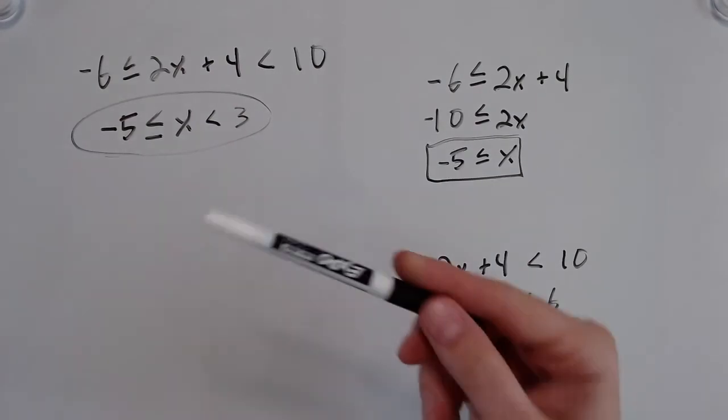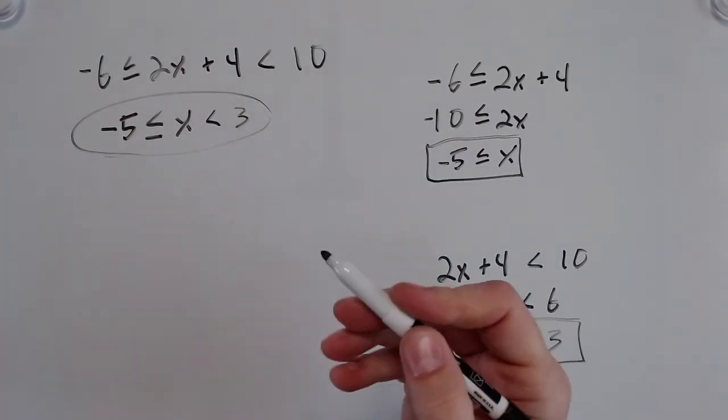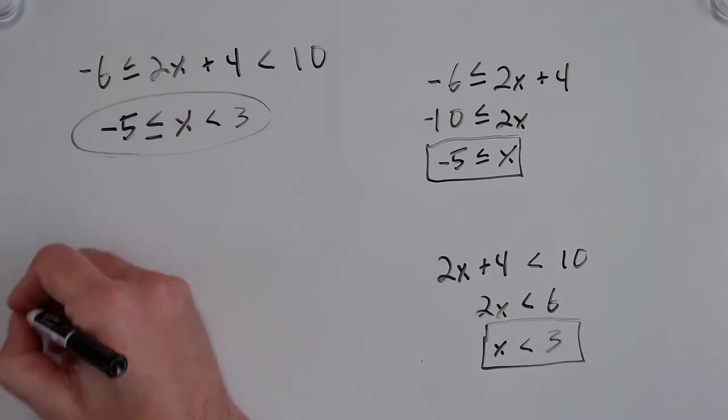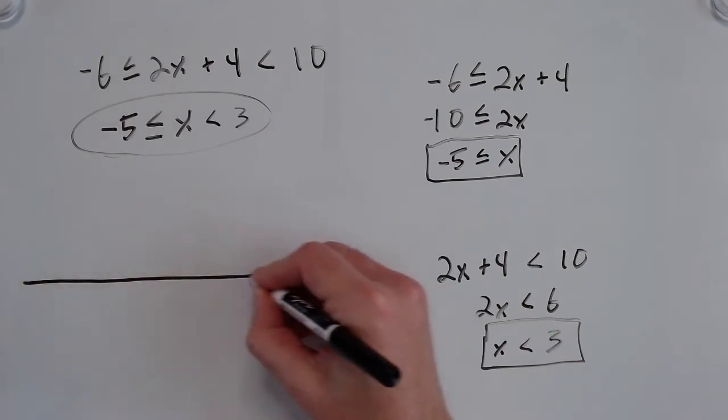And this marker's dead. Get out of here. Oh, no, new fresh marker. Let's draw a quick number line down here. I'm going to do it freehand. Oh, I got a nice new marker.